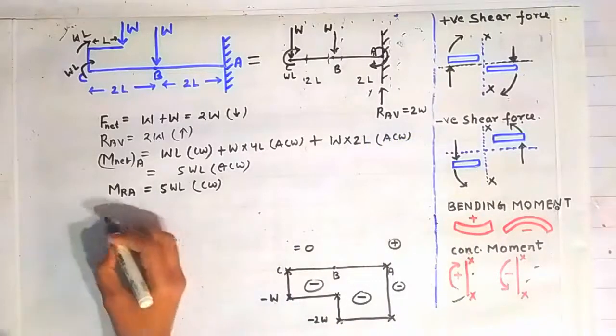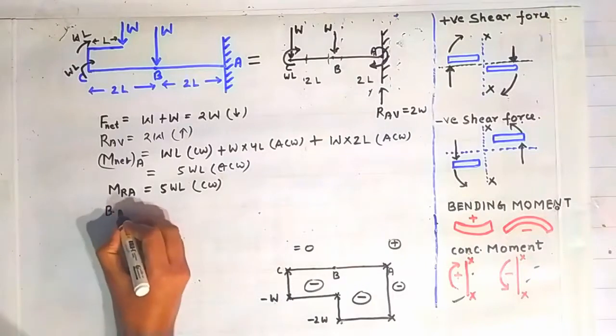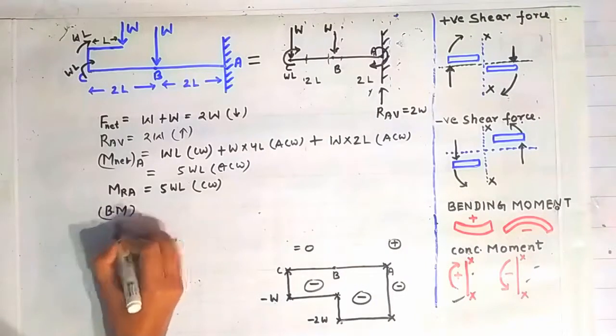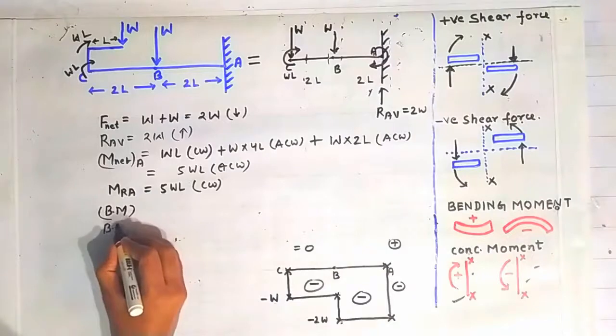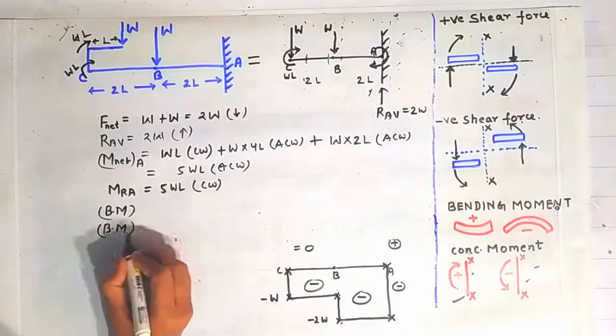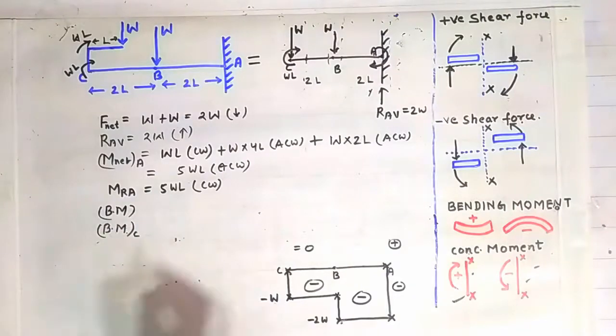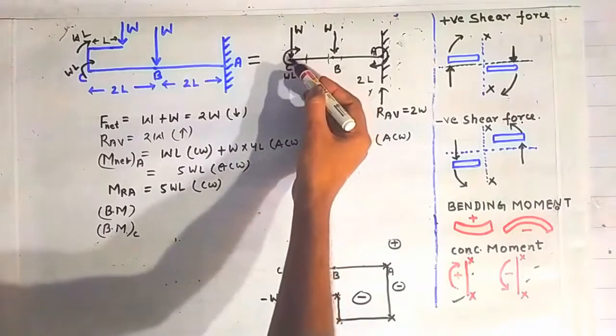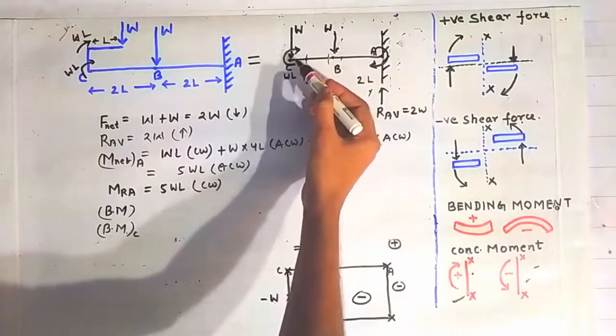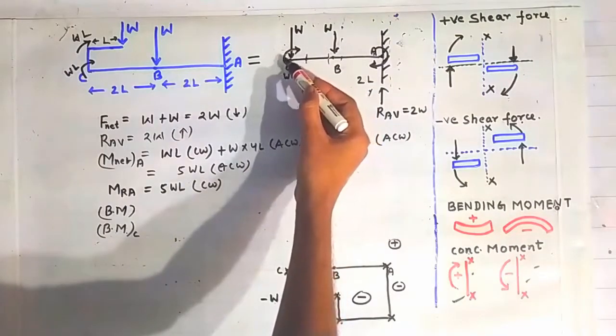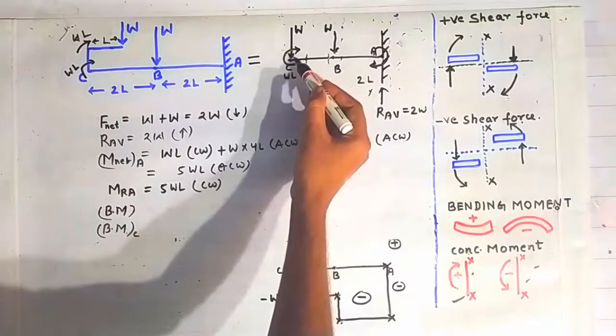So bending moment calculation will begin from here. So bending moment we have to calculate. Now let us start with the point C first. The bending moment at point C first we have to calculate, because there is a concentrated moment lying at this point C. That's why the bending moment will change suddenly when going from the left side of the point C to the right side of the point C.